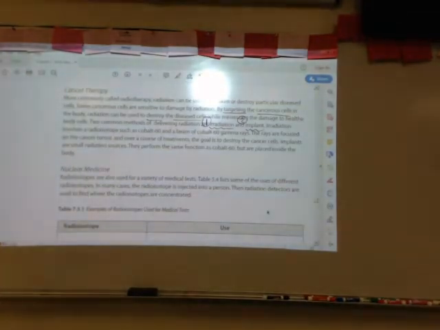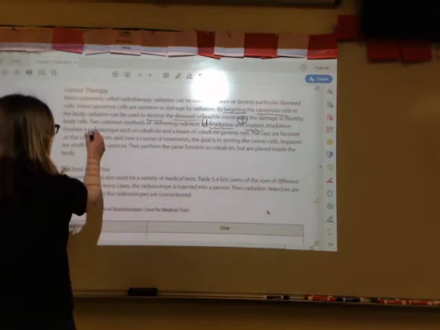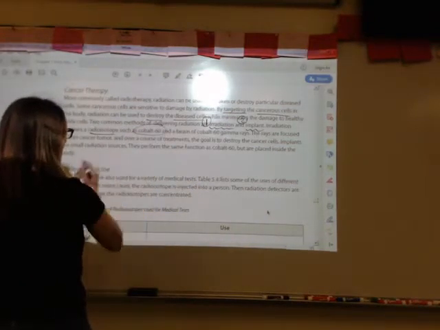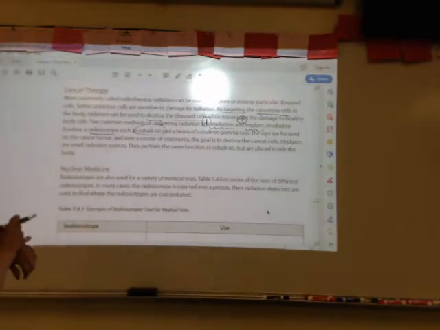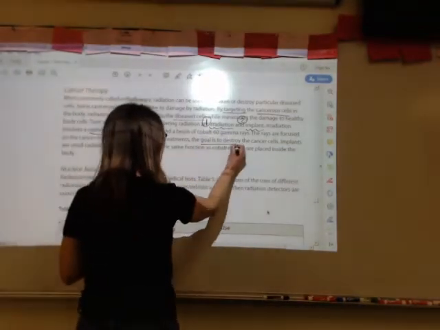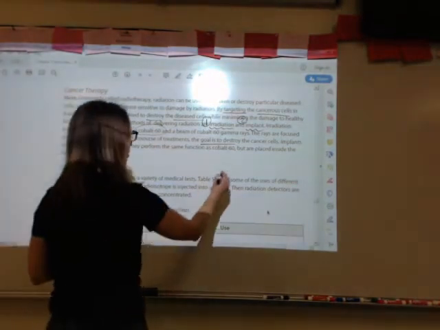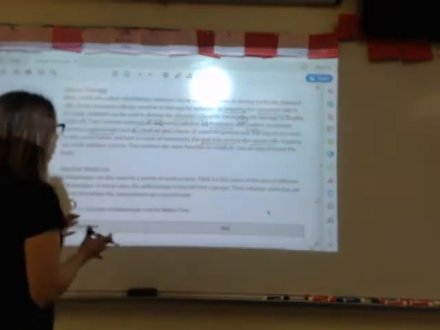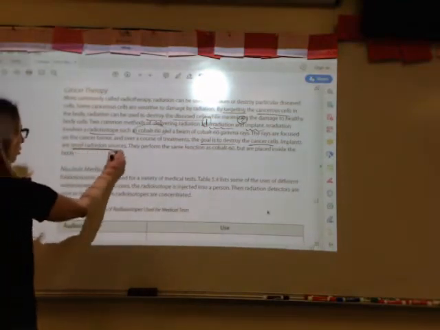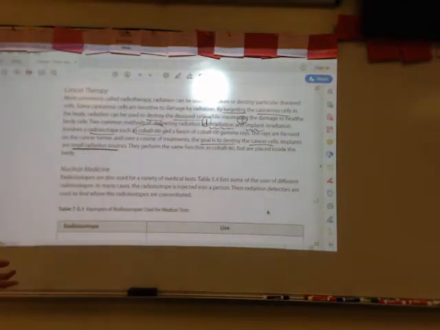Now, irradiation is when we take a radioisotope, and let's use cobalt-60 as the example that they've given, and a beam of cobalt-60 gamma rays. Now, the rays are focused on the tumor, the cancer tumor, and then over a course of treatments, the goal is to destroy the cancer cells. And if we're using implants, implants are more of a small radiation source that perform the same function as cobalt-60, but they put them inside the body.